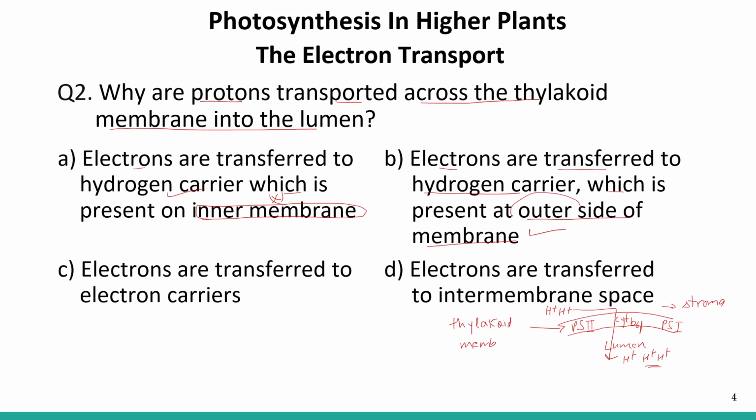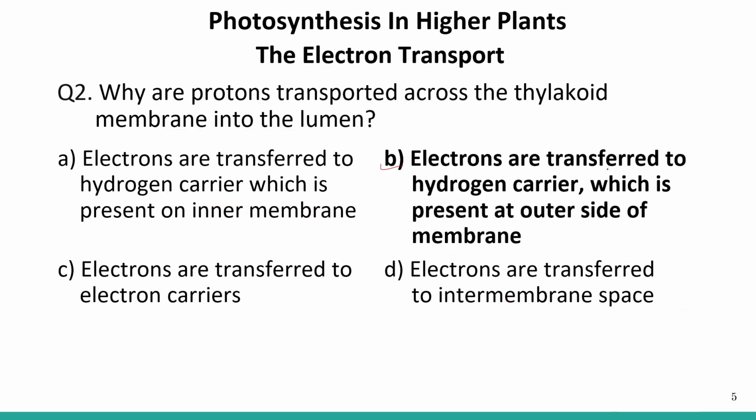Okay, outer side. Third option is electrons are transferred to the electron carriers. Not correct. And the electrons are transferred to intermembrane space. This is also not correct. So what is the correct answer? Electrons are transferred to hydrogen carriers, which carry hydrogen, which is present at the outer side of the membrane.